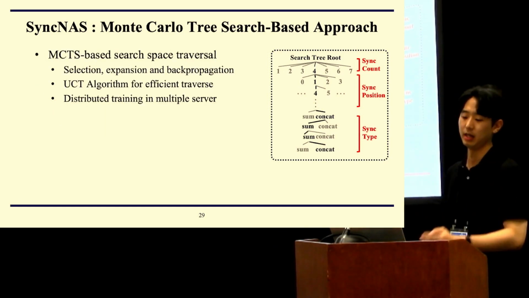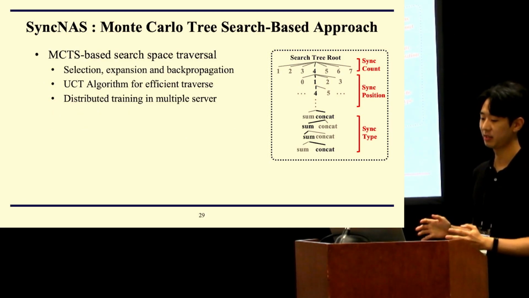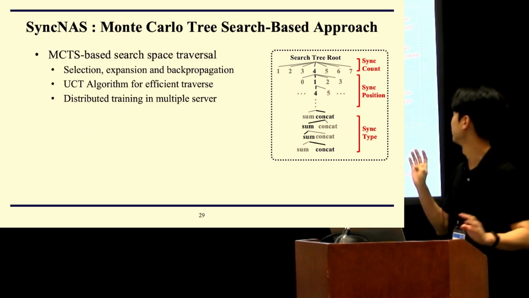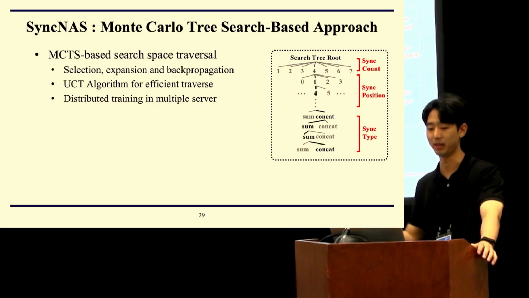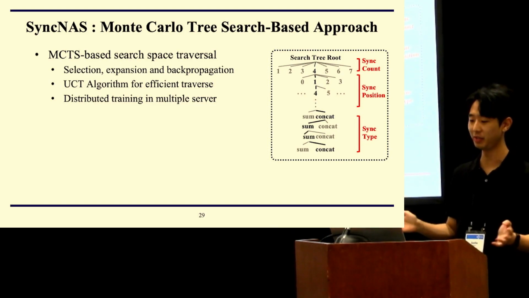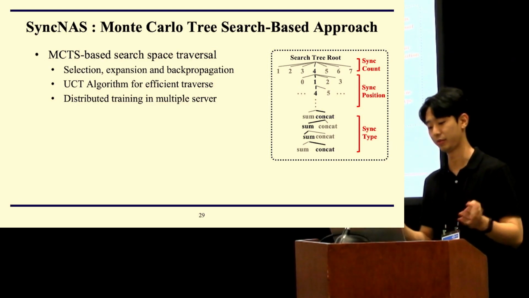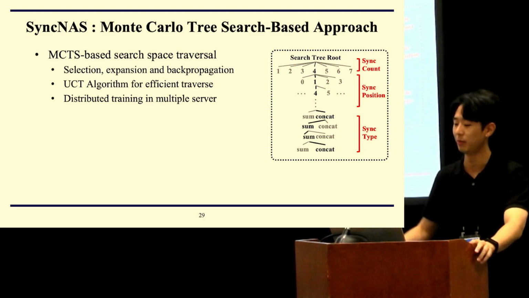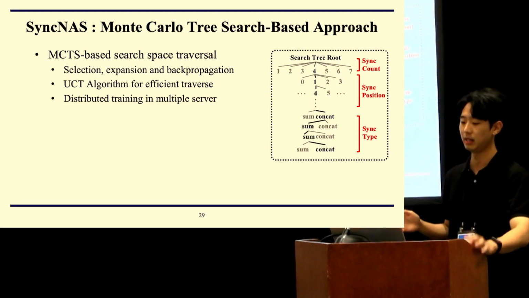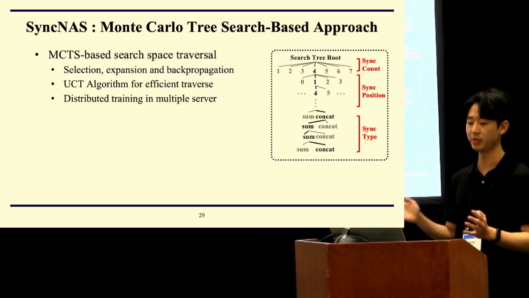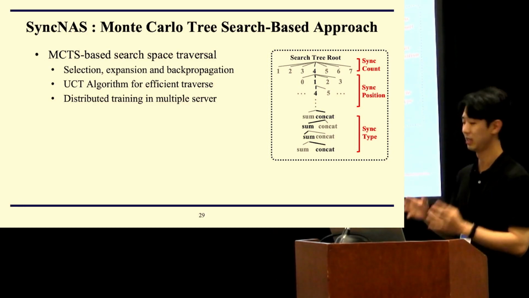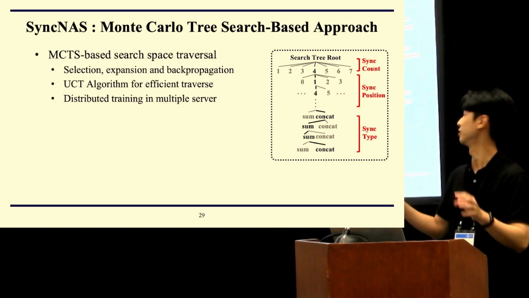Monte Carlo tree search in SyncNAS consists of three phases: selection, expansion, and backpropagation. For the MCTS, we use the widely used UCT algorithm for efficient traversal, and for efficient training using multiple servers. When multiple servers are available, SyncNAS sequentially samples and distributes the candidates to each server.